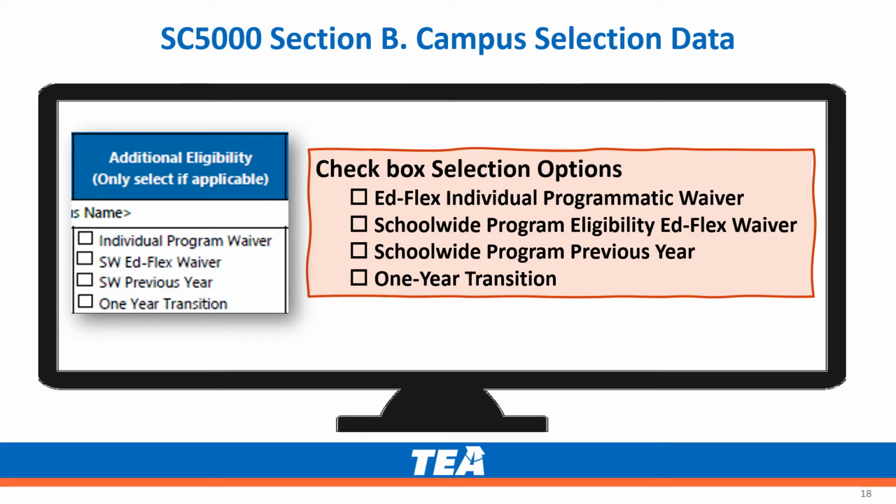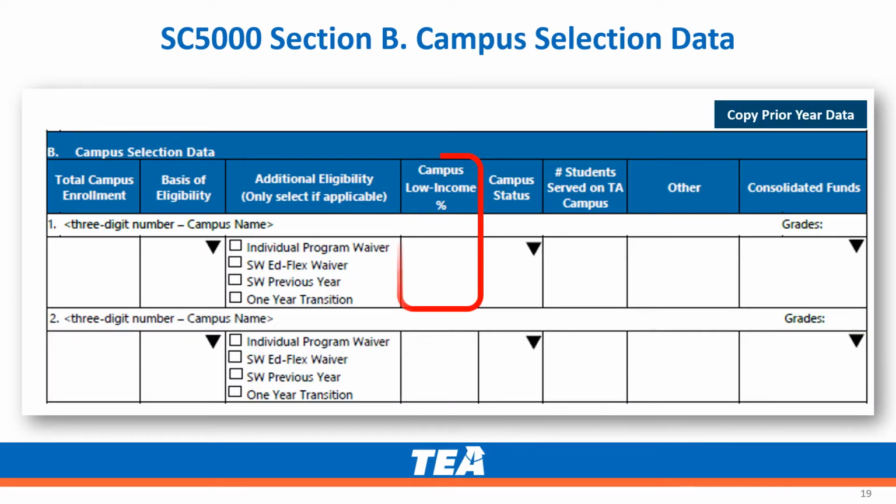For specific information and definitions for each of the options, please see the SC5000 Schedule Instructions and the SC5000 Guidance Handbook. The Campus Low Income Percentage column is required to be entered for each campus.